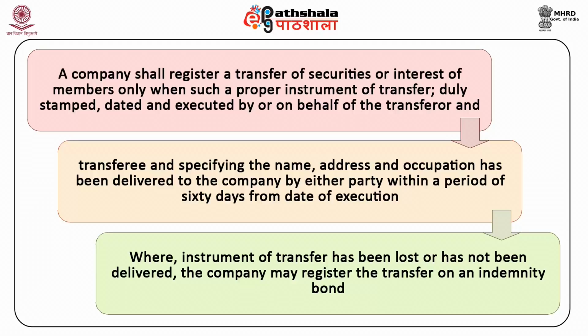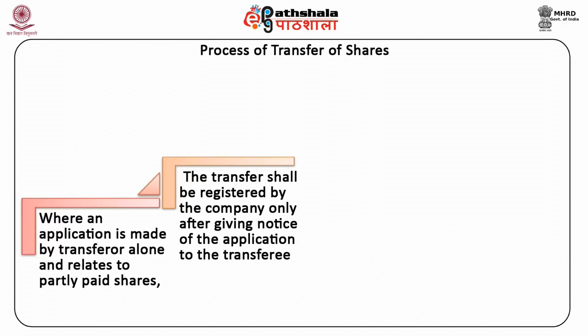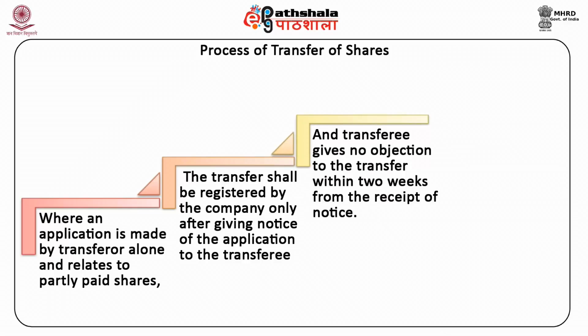On receipt of intimation, a company has power to register transmission of any right to securities by operation of law from any person to whom such right has been transmitted. Where an application is made by the transferor alone and relates to partly paid shares, the transfer shall be registered by the company only after giving notice of the application to the transferee, and the transferee gives no objection to the transfer within 2 weeks from the receipt of notice.